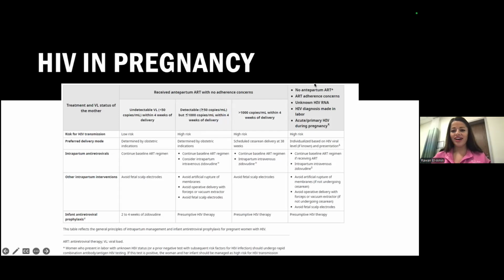Okay. And then this is the column where patients, if they did not have any medication during pregnancy or had unknown and very high risk for HIV or were diagnosed upon admission, would be in the very high risk category.